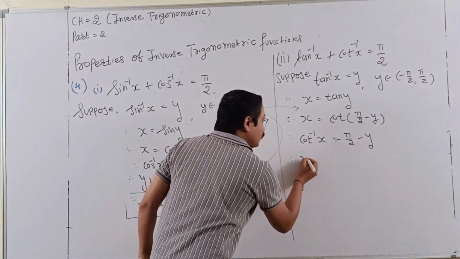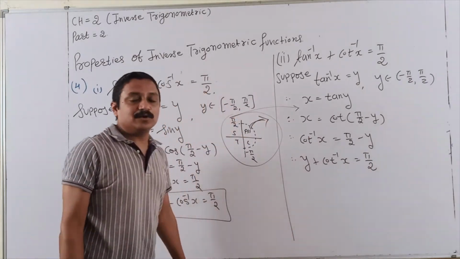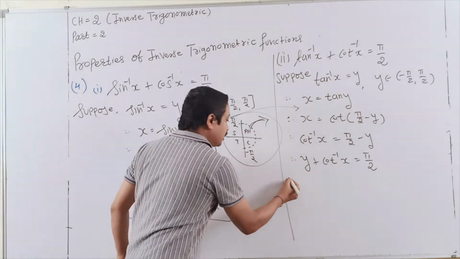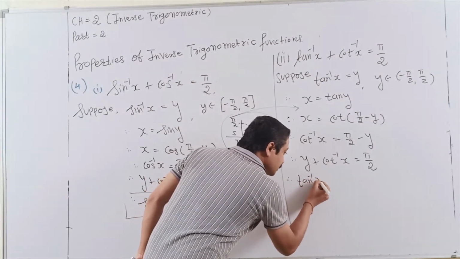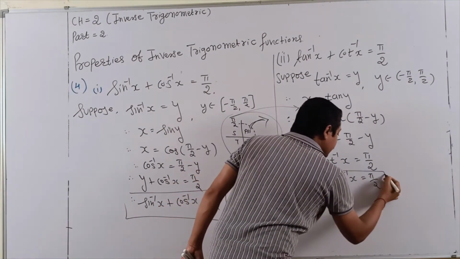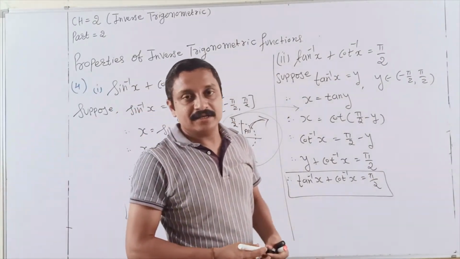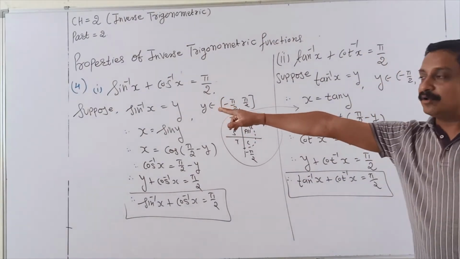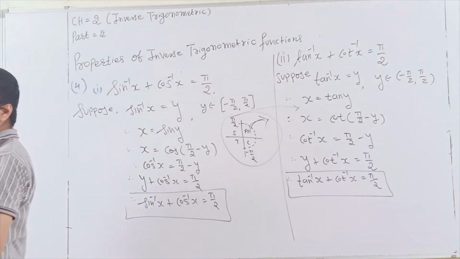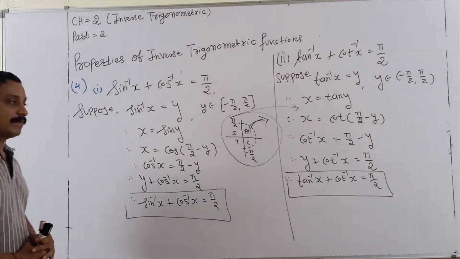It means y plus cot inverse x is equal to pi by 2. Yes, and this y we already assumed, so put in that value. Tan inverse x plus cot inverse x is equal to pi by 2, and that is done for the second case also. It means property number 4: first one, sin inverse x plus cos inverse x is equal to pi by 2, and second one, tan inverse x plus cot inverse x is also pi by 2.